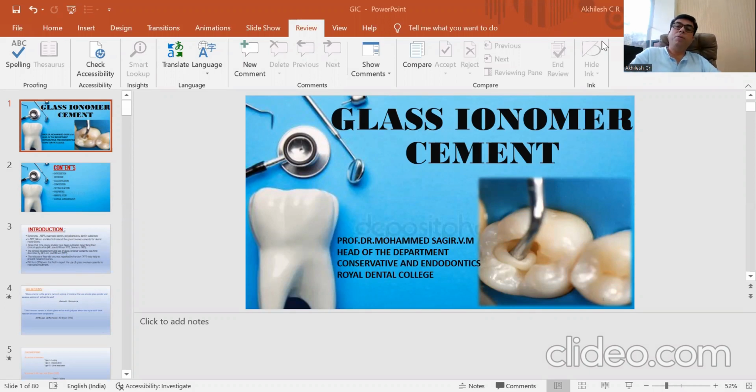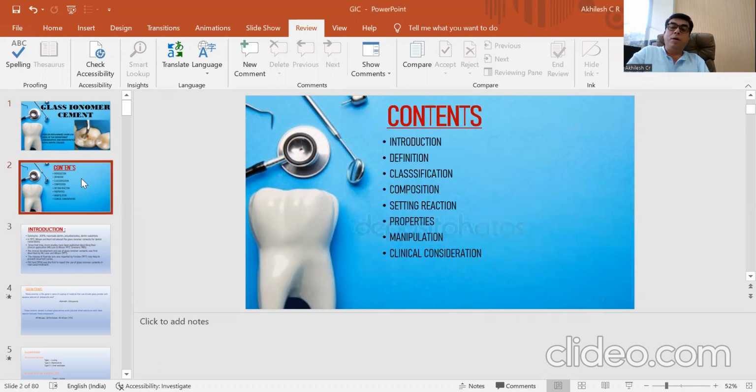Good afternoon to all. We are going to have a brief discussion on glass ionomer cement. The contents we are going to discuss are introduction, definition, classification, composition, setting reaction, properties, manipulation, and clinical consideration.